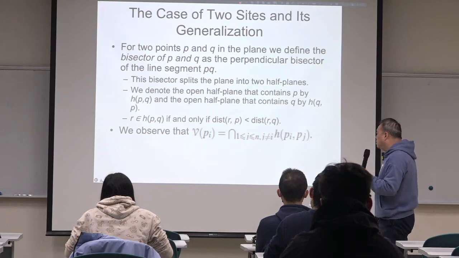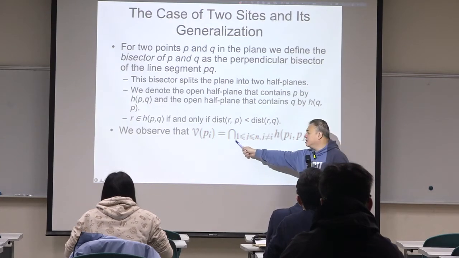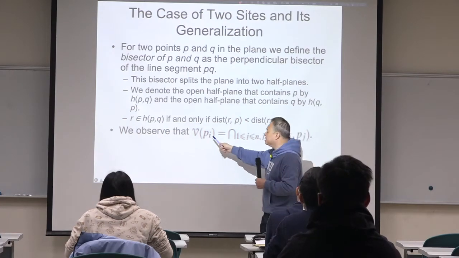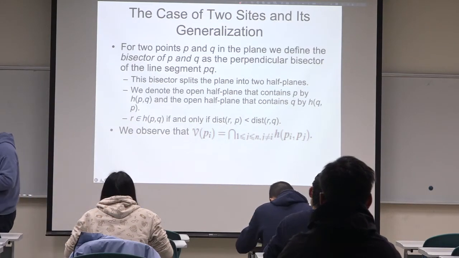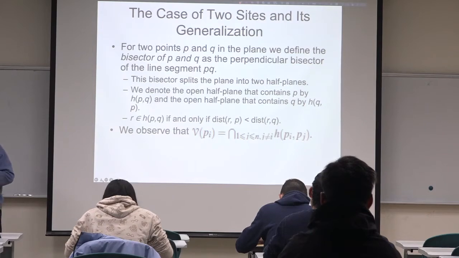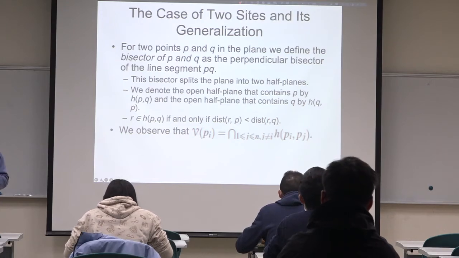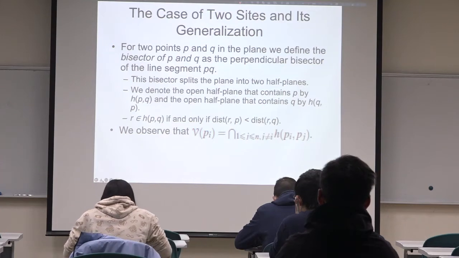And the same thing can be said for all the other sites PJ. So then it's the intersection of all these half planes. I mean, you get this Voronoi cell. So this is an interesting observation. Obviously we could compute the Voronoi diagram based on this observation.